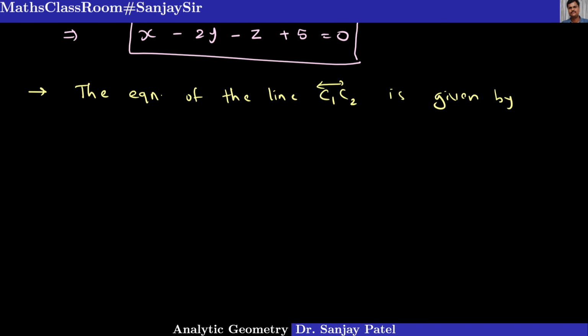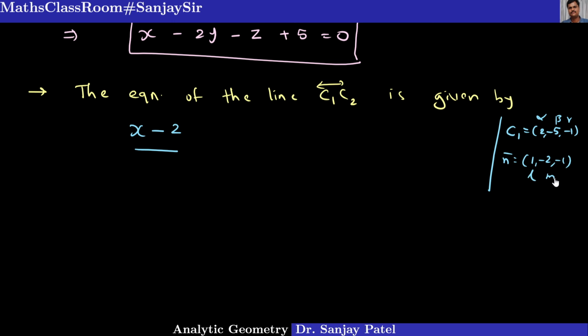Let me write this down for your reference so that you can understand. The point C1 has the coordinates 2, minus 5 and minus 1, and the normal vector n bar was 1, minus 2 and minus 1. So the equation of the line C1, C2 is given by x minus alpha upon L, where this is alpha, beta and gamma, and this is L, M and N. So (x minus 2) upon 1 is equal to (y plus 5) upon minus 2, and (z plus 1) upon minus 1 is equal to, say, k, where k belongs to R. So this is the equation of line C1, C2.